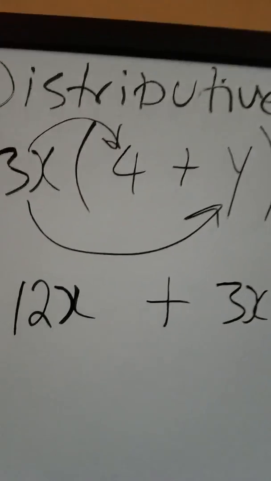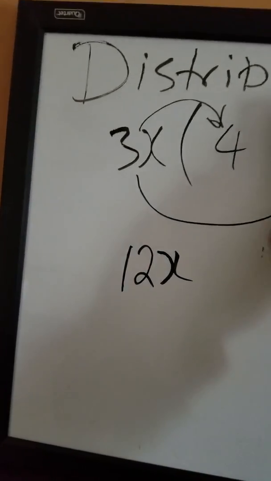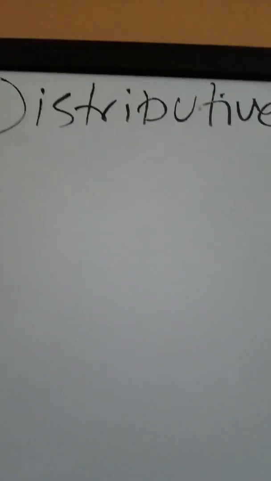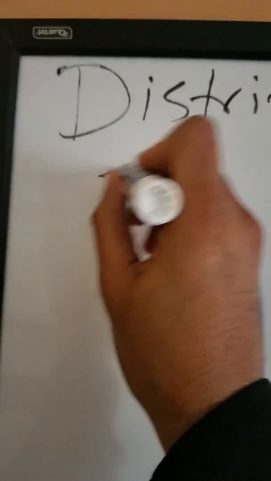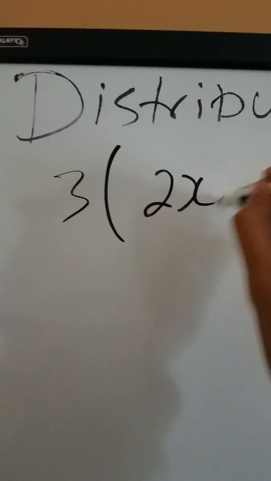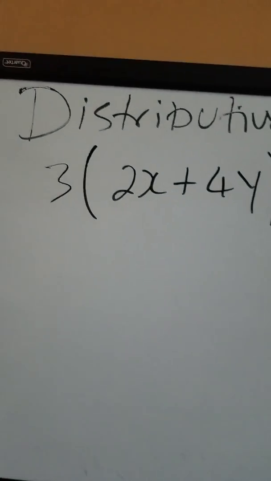Let's see if we could try another one, but with numbers or variables that are a little bit cleaner, so it does not look so confusing. Let's say instead we had a 3 on the outside. And inside we had 2x plus 4y. What would this look like?